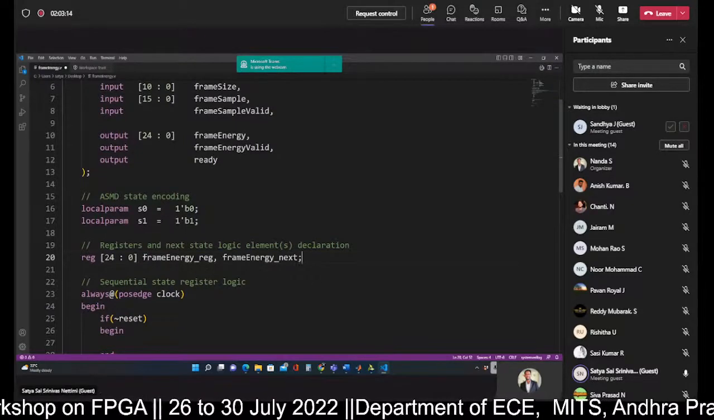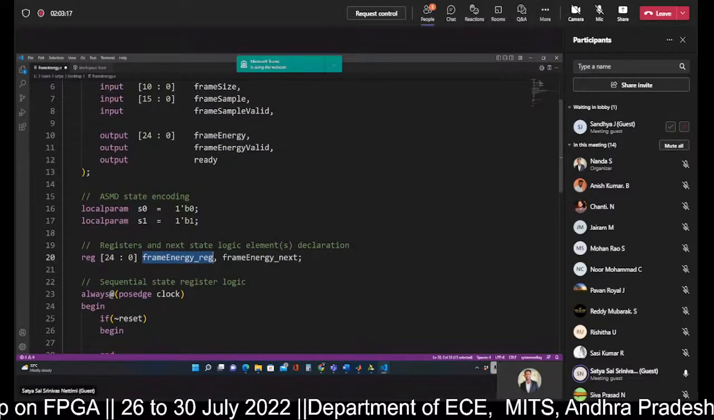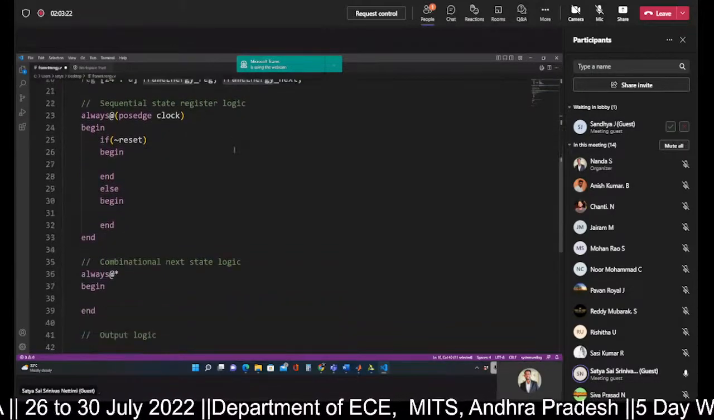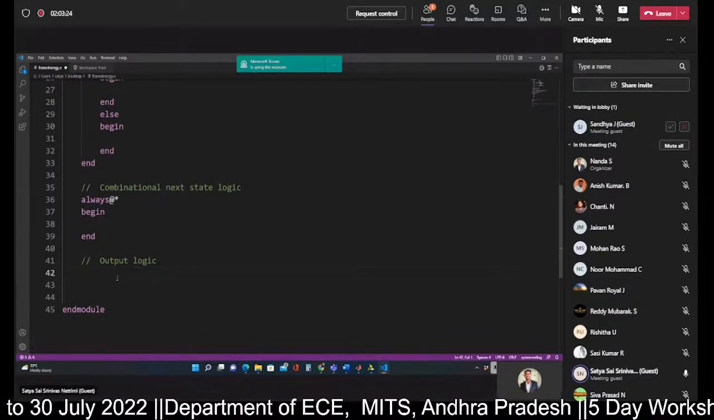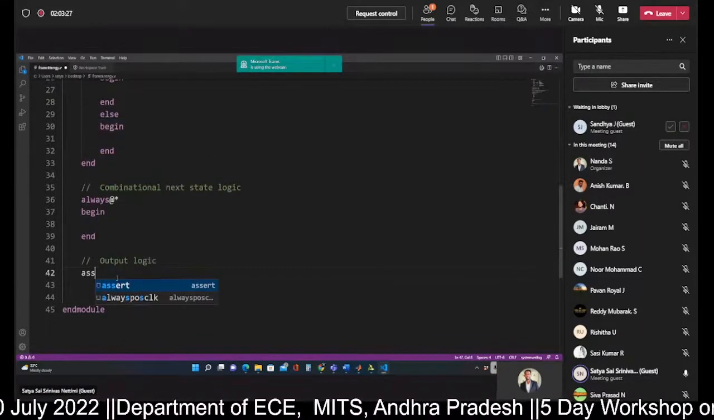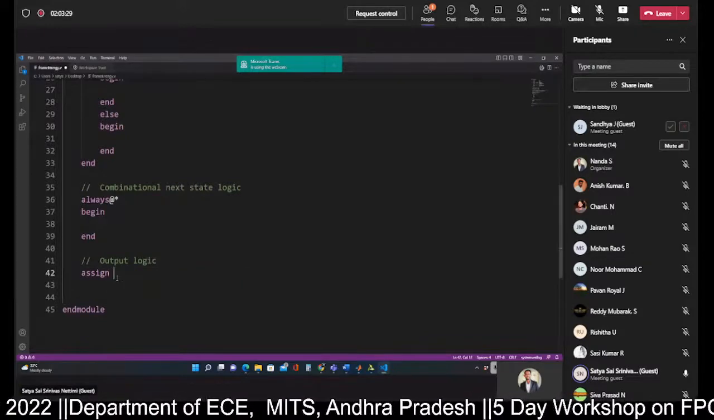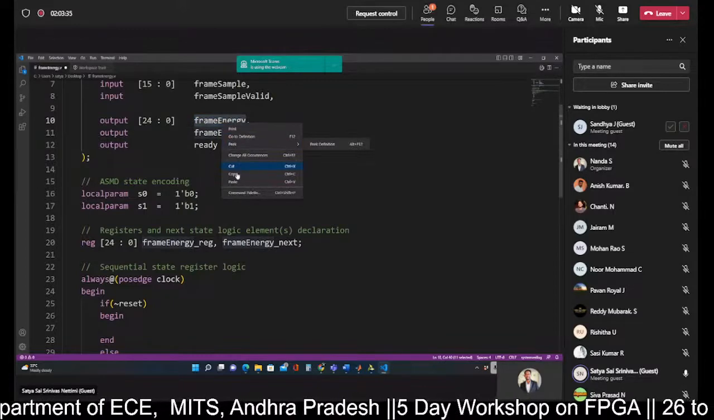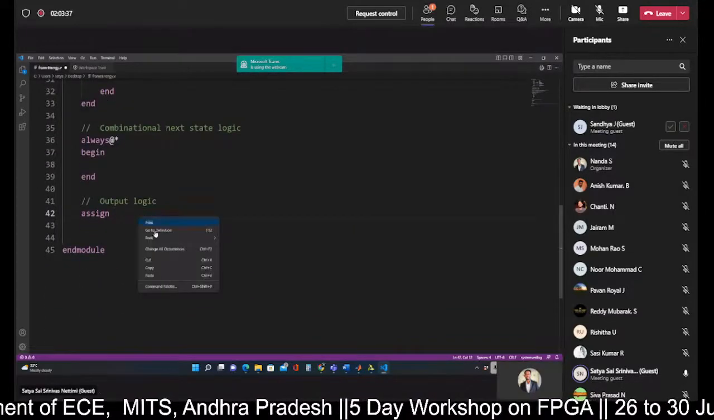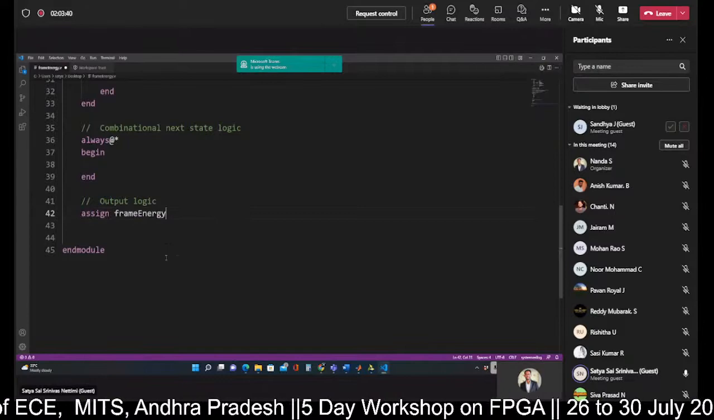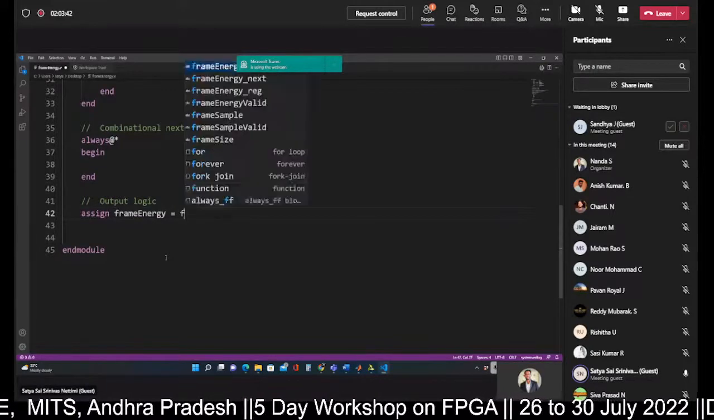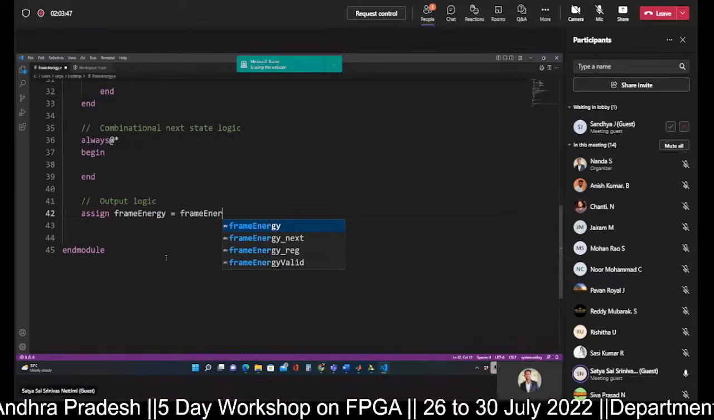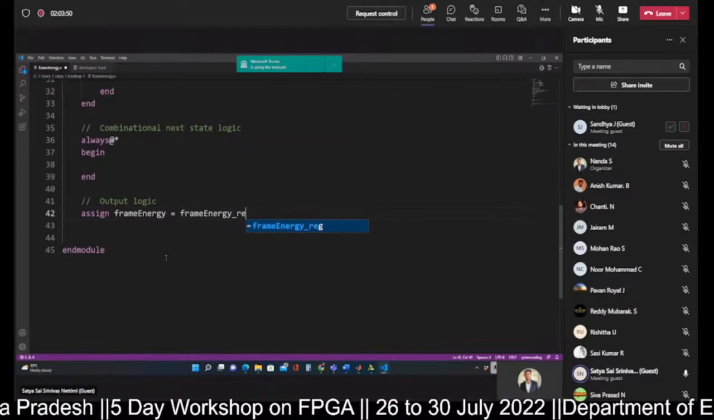Now from this register, I need to drive this output. For that, I said I will be using data flow modeling. So where do I have to go? I have to go to the output logic. In the data flow, we will be using assign statements, right? Assign is a non-procedural statement. We are assigning this output, that is frame energy, via the register, that is frame_energy_register.